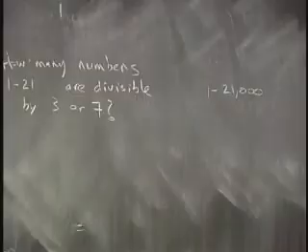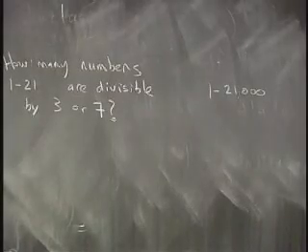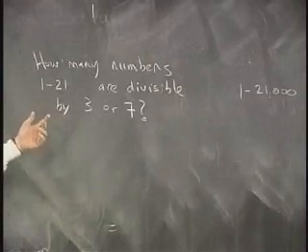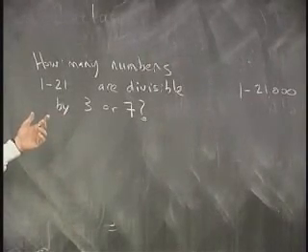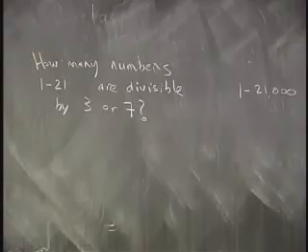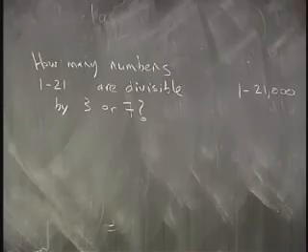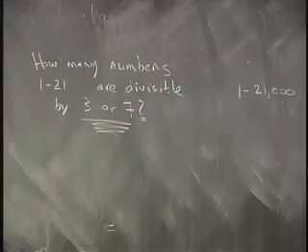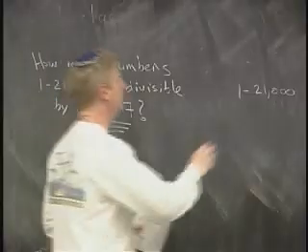One way to do this problem is just to go ahead and check. How many numbers are divisible by 3 or 7 between 1 and 21? 3, 6, 9, 12, 15, 18, 21, and 7, 14. So 9 altogether. Kind of an easy problem. You don't need inclusion-exclusion for it. But now I bump up the ante.